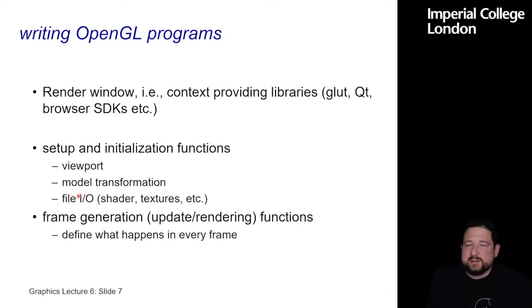So how to write an OpenGL program, and this is usually always the same recipe. You need to somehow set up a render window. For example, provide some context providing libraries, and there it already starts to become complicated, because just to get the rendering area, you need lots of language specific, operating system specific libraries that provide you that interface to your kernel.